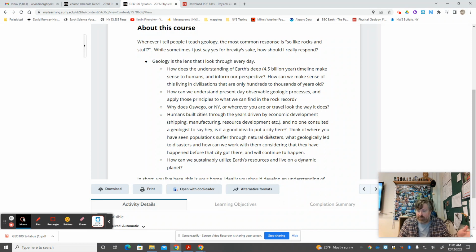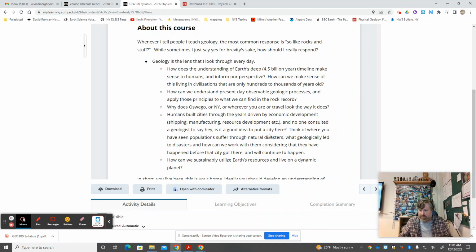How many cities on the West Coast are right on a major transform plate boundary? And then the earthquakes that leads to. How many cities on Earth are sitting right next to volcanoes? Nobody was around planning it for those at those times. Cities just develop because they develop economically. But now that they're there, we have to have an understanding of how this thing works.